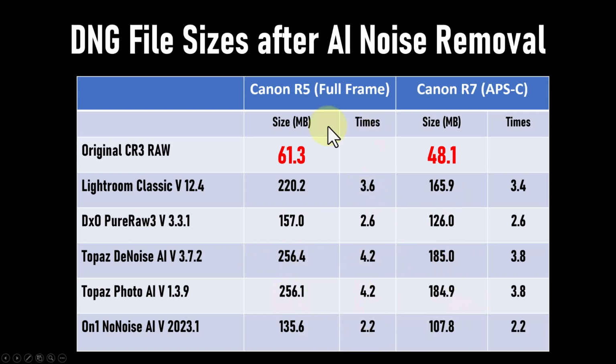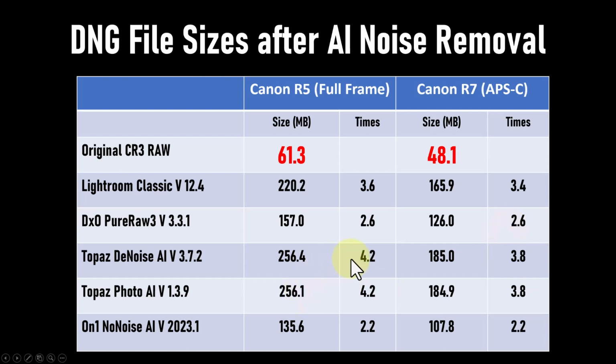On this column, this is times, the number of times how big that file is compared to the original file. For example, Lightroom Classic at 220 megabytes is 3.6 times larger than the original of 61.3. The R7 at 165.9 is 3.4 times larger. If you look at Pure Raw, it's 2.6 and 2.6.